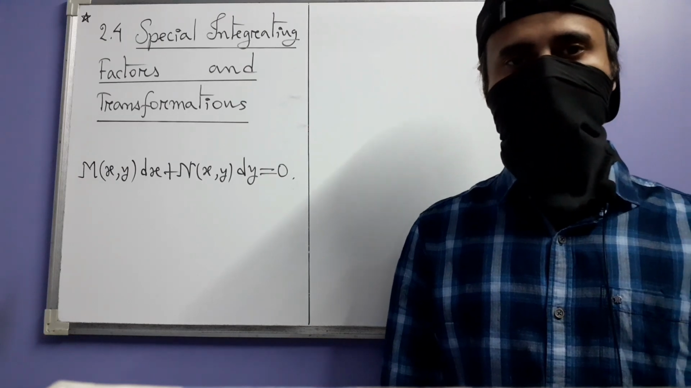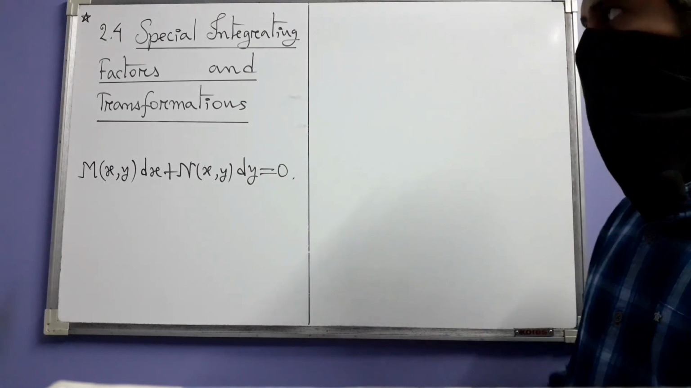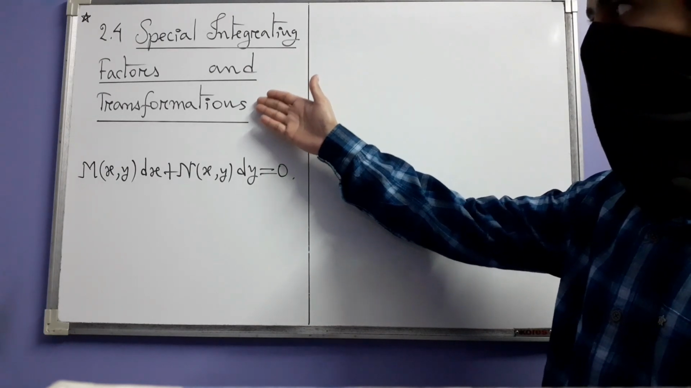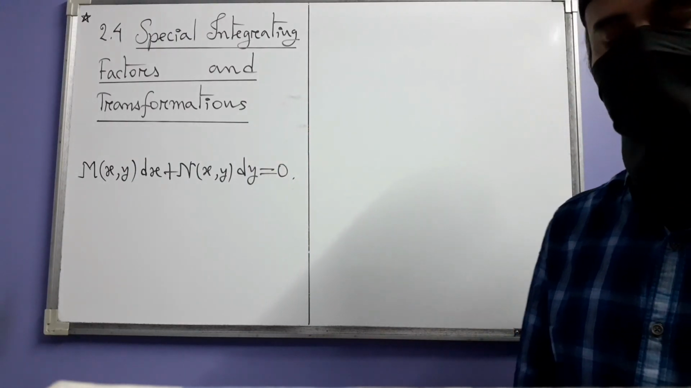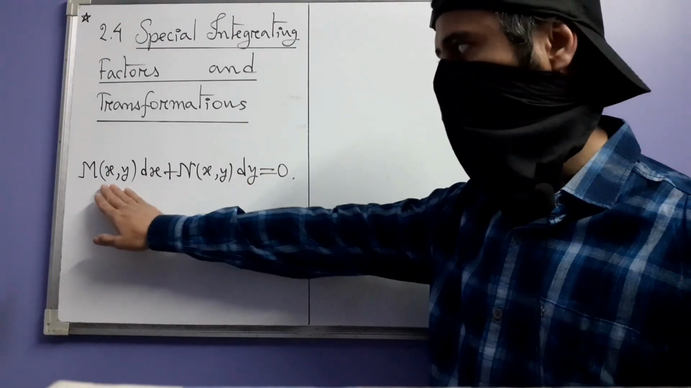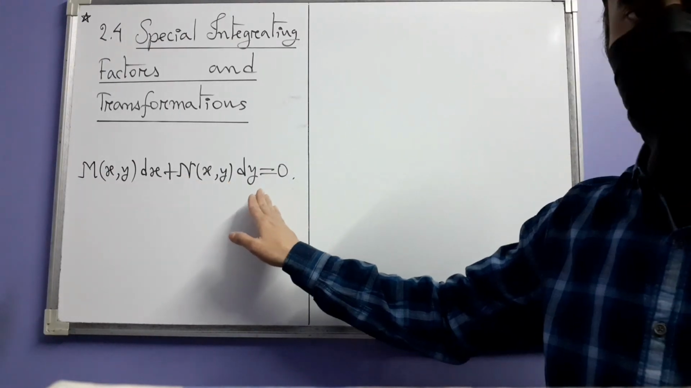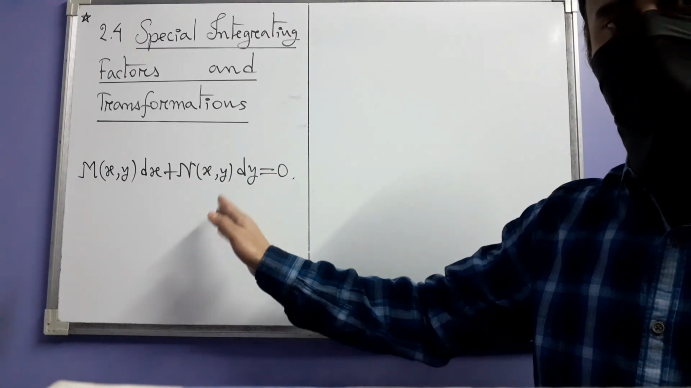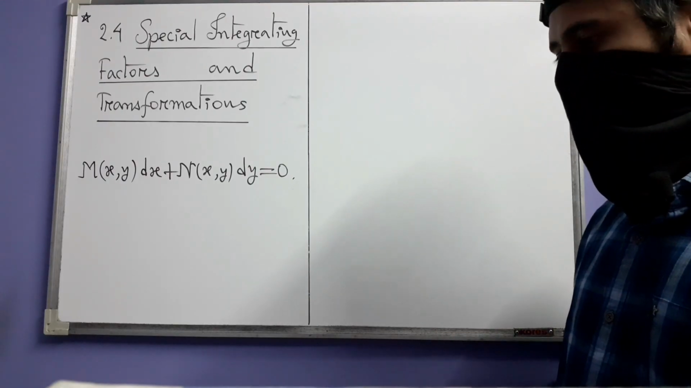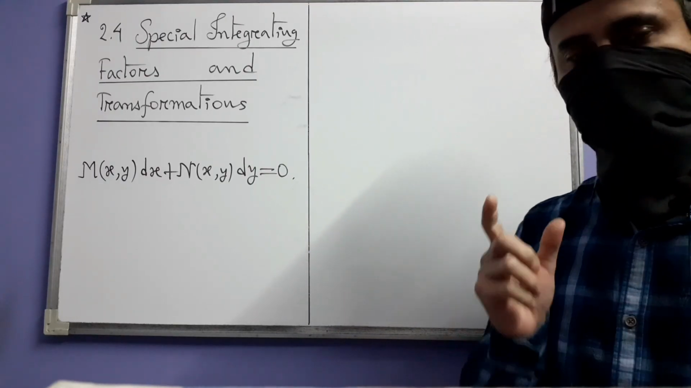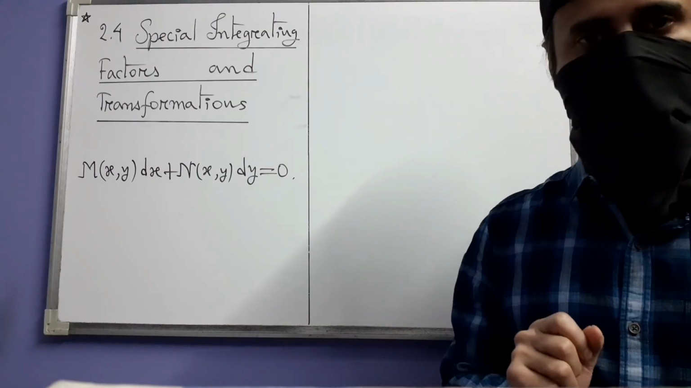In this last part of the present chapter, we are going to discuss something about special integrating factors and transformations. Let's recall that we started the chapter with this equation, M dx plus N dy equal to 0, where both M and N are functions of x and y. And the first type of such equations that we considered is exact equations.